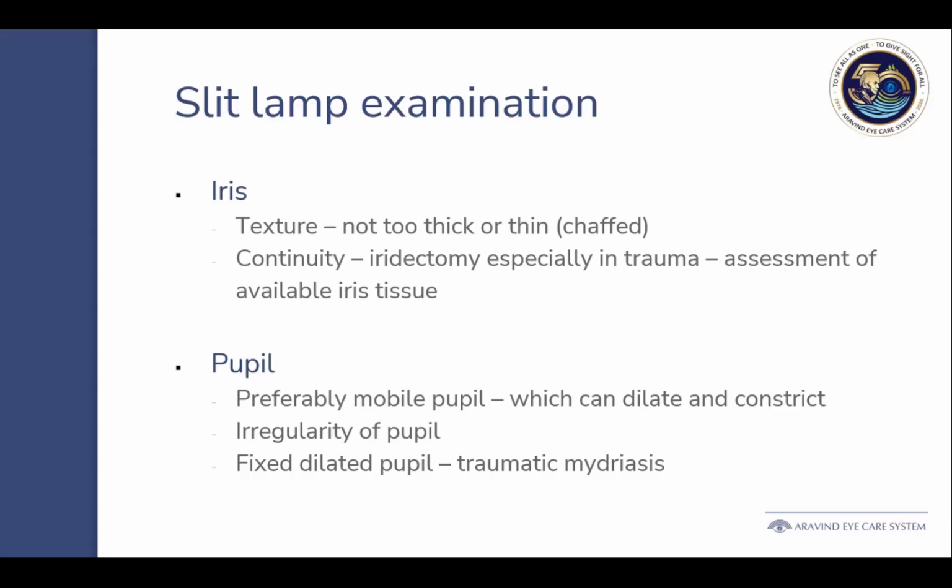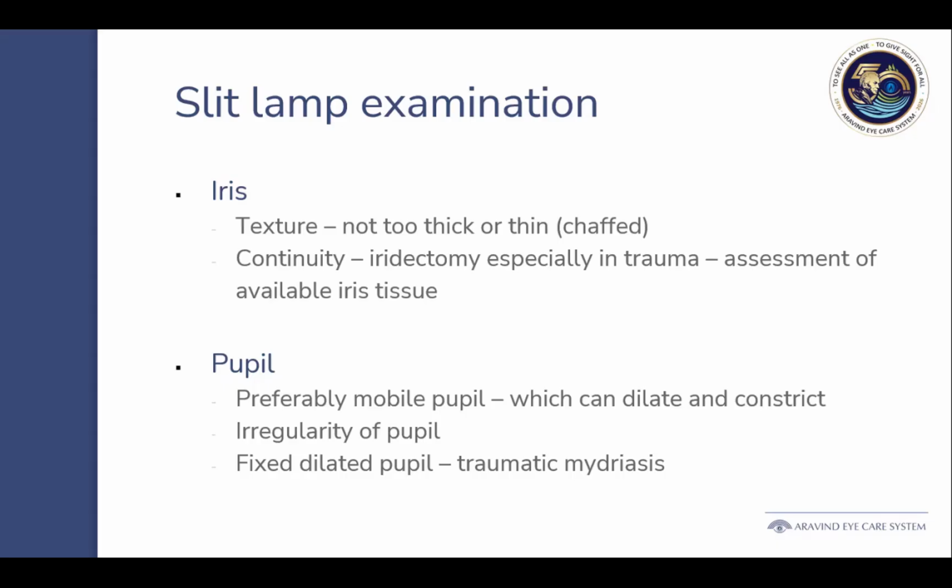And also look at the continuity. Whenever you want to do an iris fixation, you need iris 180 degrees apart. This actually comes into play, especially in post-traumatic cataracts and secondary IOLs, where a lot of iridectomy may have been done. The pupil should preferably be mobile. So when you are seeing a case, you really do not know. So you should see it primarily without any dilatation, and then after dilatation.